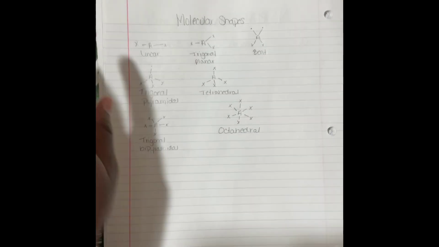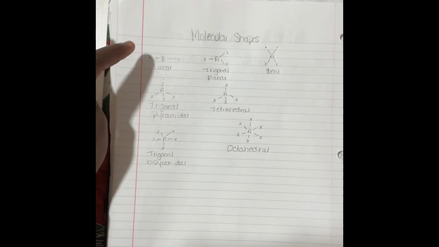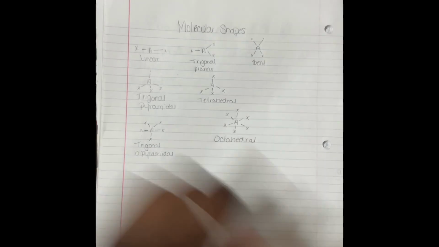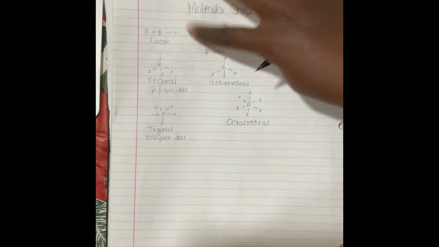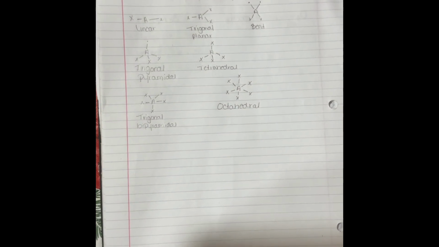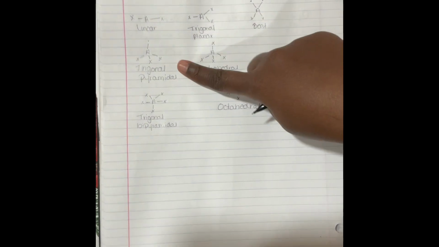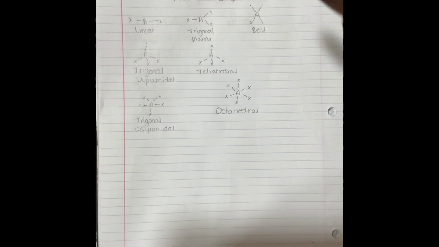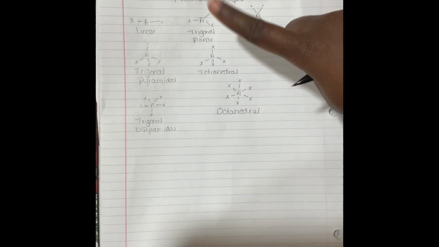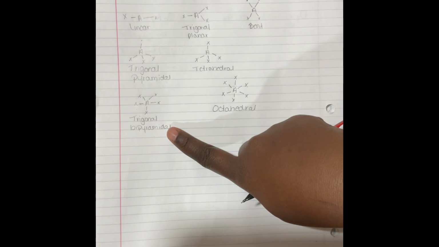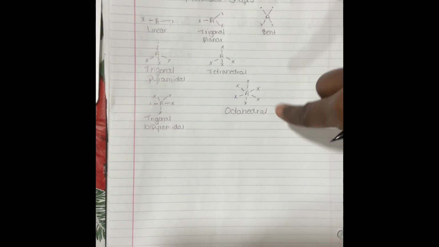For linear, there are 2 bonding pairs next to the element. For trigonal planar, there are 3 bonding pairs next to the element. For bent, there are 2 bonding pairs and 2 non-bonding pairs. For trigonal pyramidal, there are 3 bonding pairs and 1 non-bonding pair. For tetrahedral, there are 4 bonding pairs. For trigonal bipyramidal, there are 5 bonding pairs. And for octahedral, there are 6 bonding pairs.